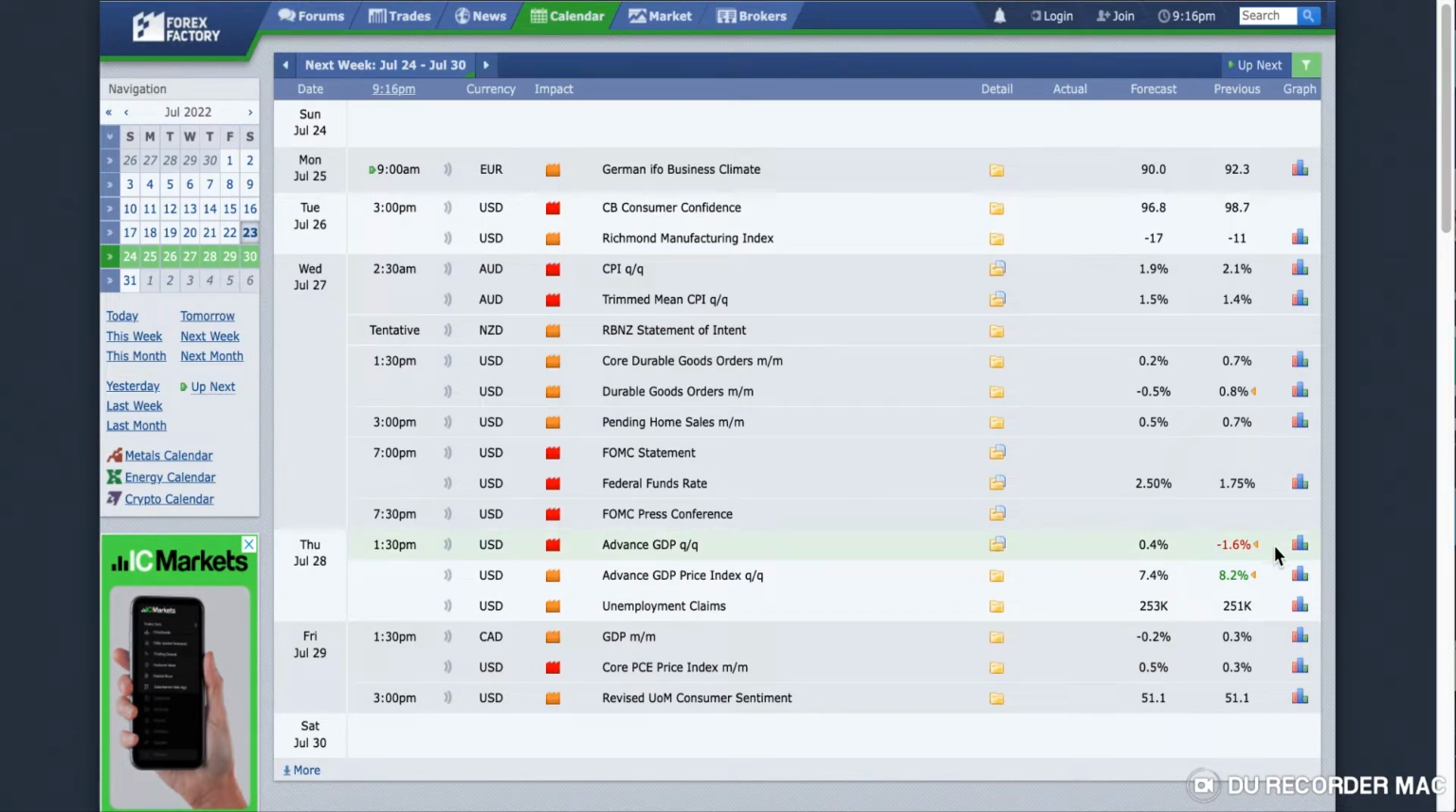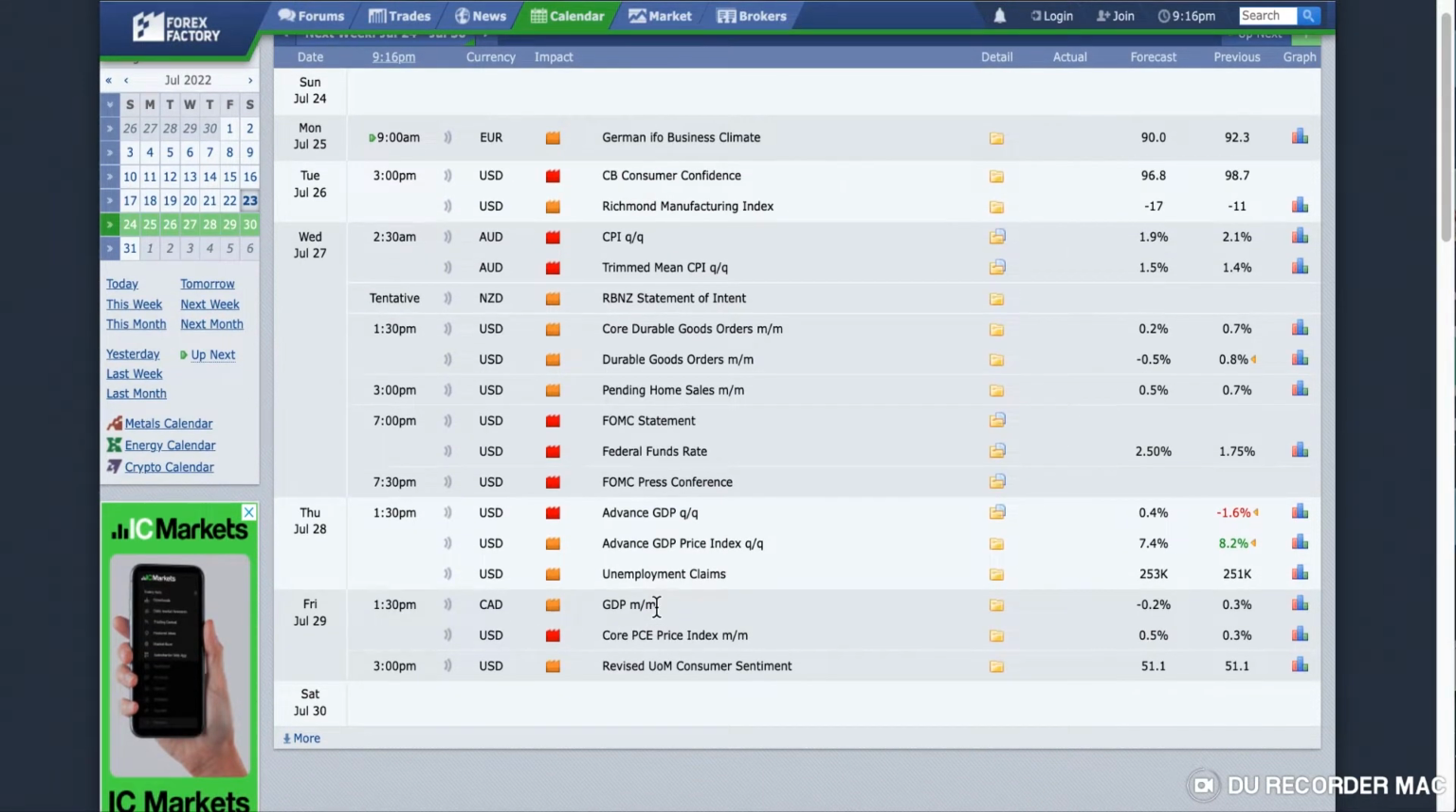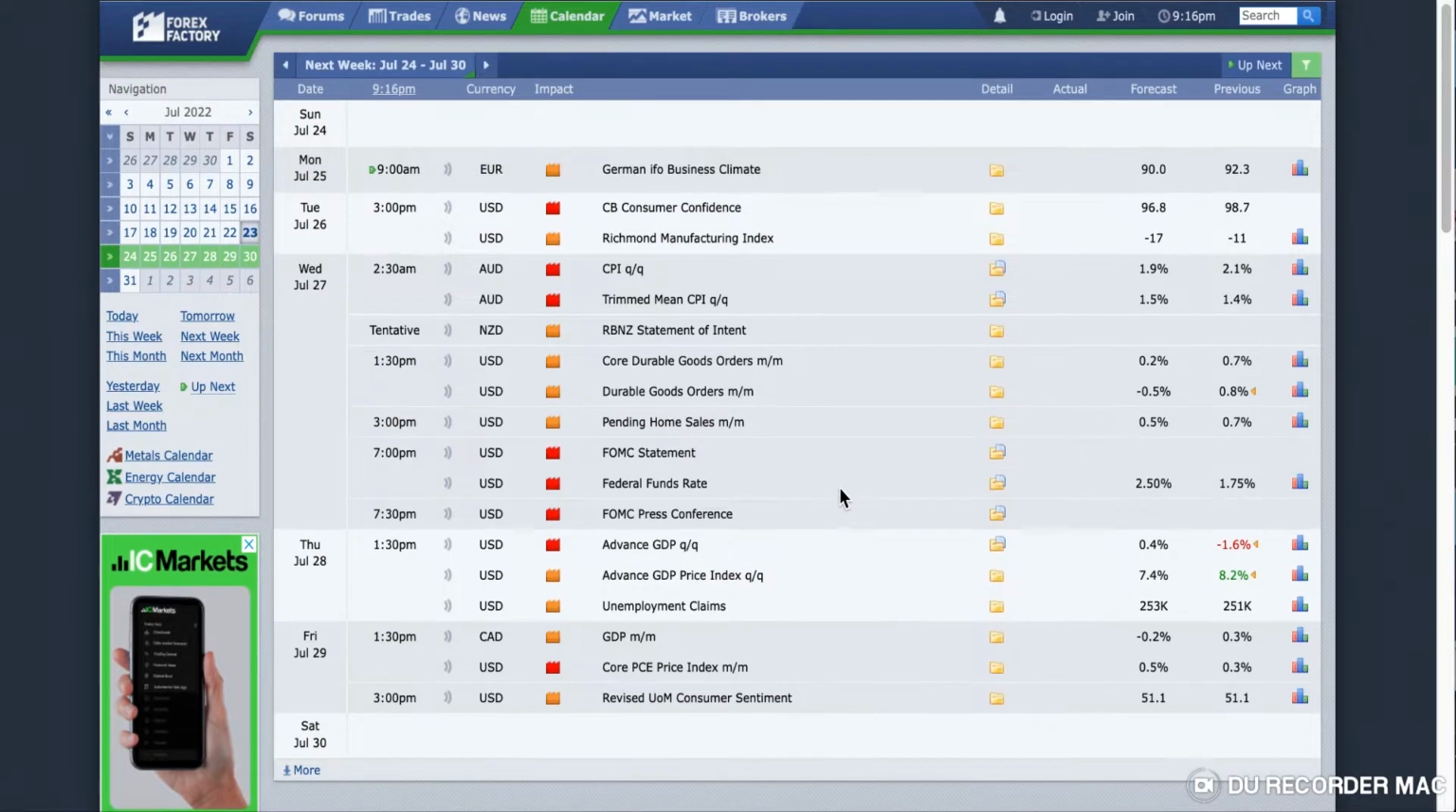Then in advanced GDP, the previous GDP is minus 1.6%. This is a recession GDP. So I think they want to shape the US out of recession by bringing their GDP to 0.4%. So on Thursday, if we see this result, it should have an impact on the US dollar. And if you see something lower than forecast, then USD should smell recession. Then on Friday we have Canadian dollar GDP. That one will shape the price as well.